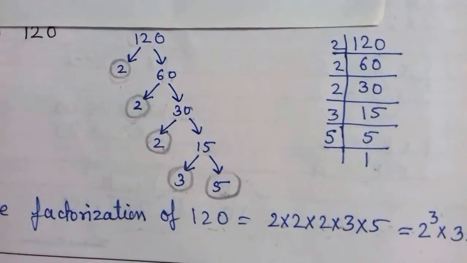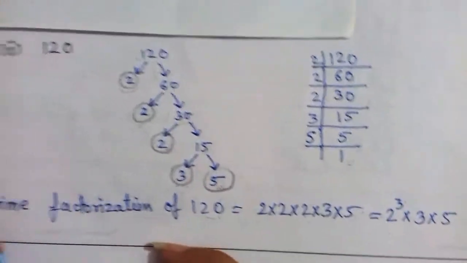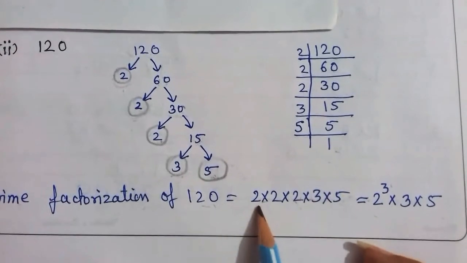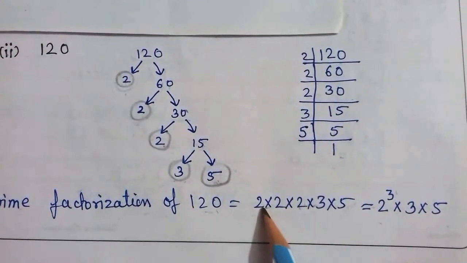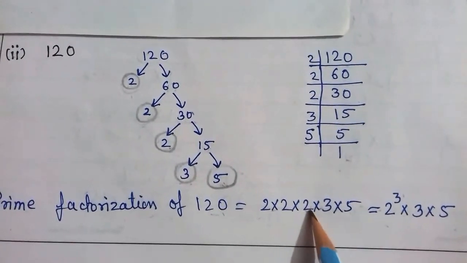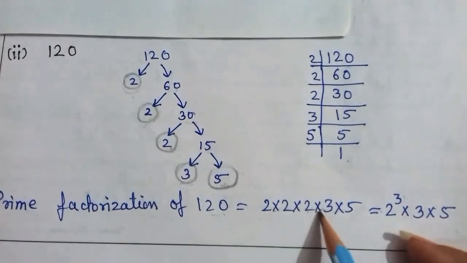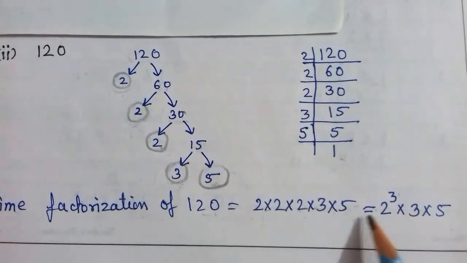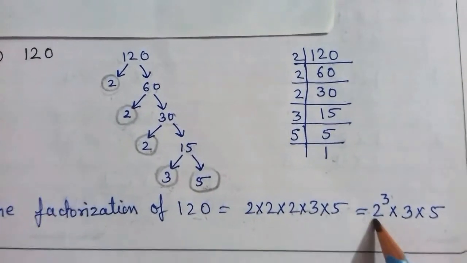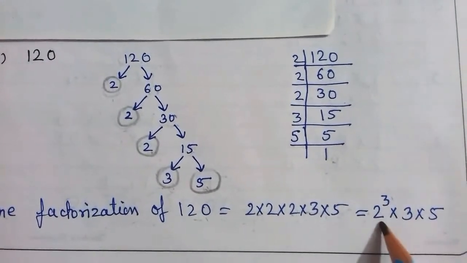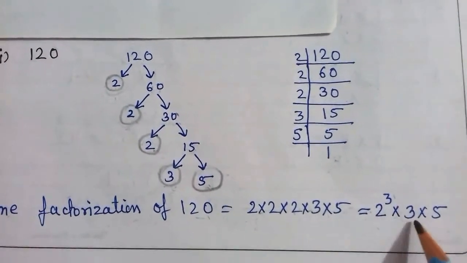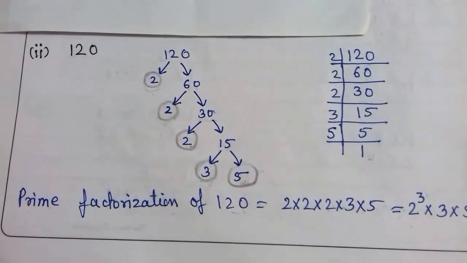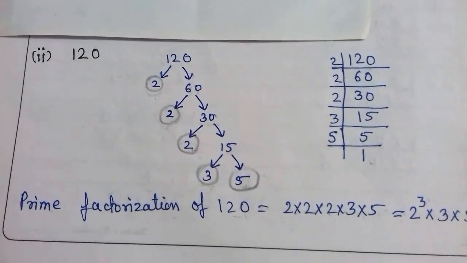Now the prime factorization of 120 is equal to 2 into 2 into 2 into 3 into 5, that is 2 multiplied by 2 multiplied by 2 multiplied by 3 multiplied by 5. And we write it as 2 raised to the power 3, or 2 cubed, into 3 into 5. So student, that was all about prime factor and prime factorization.